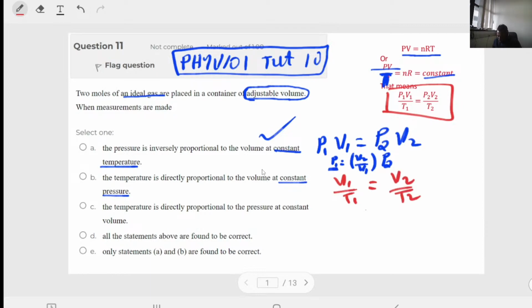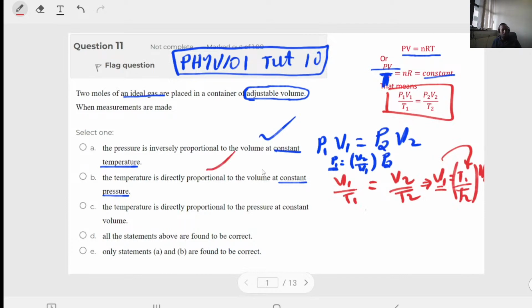This is constant pressure. If I solve in this case, V1 is equal to T1 over T2 times V2. Then I could easily see that the volume is directly proportional to the temperature. You have to compare T1 with V1. Therefore, the temperature is directly proportional to the volume.